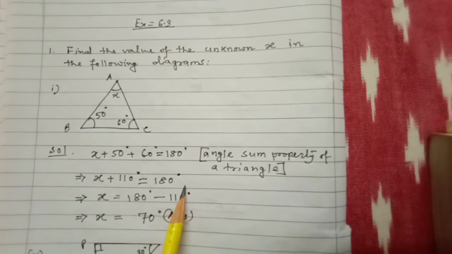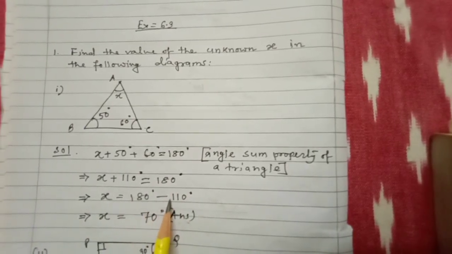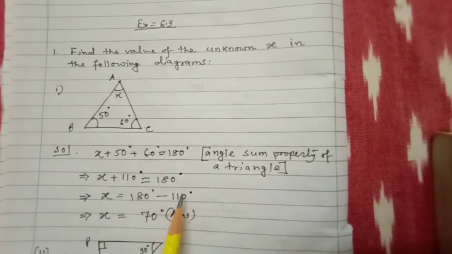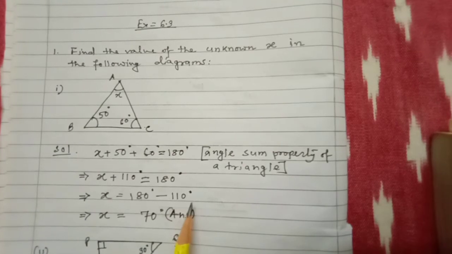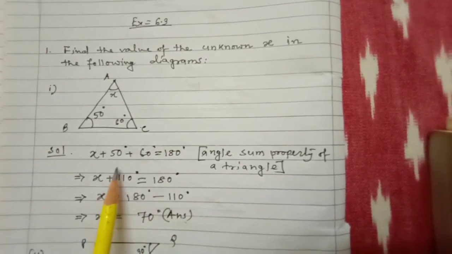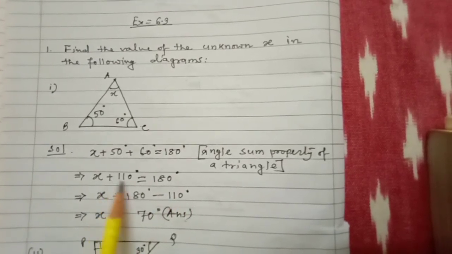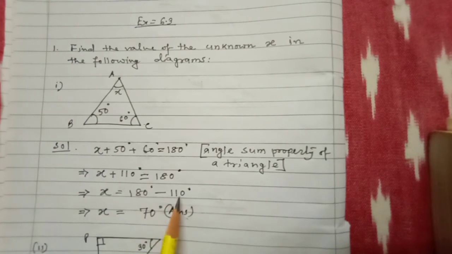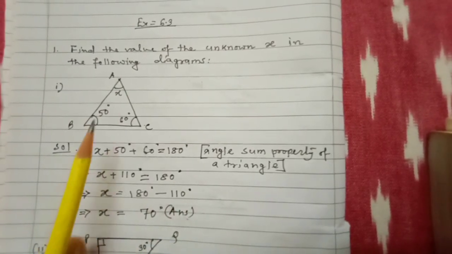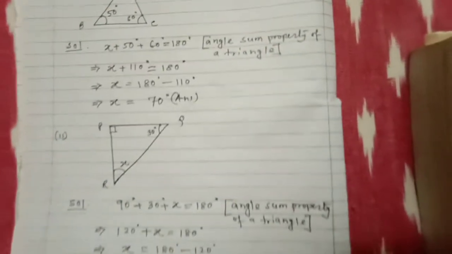Transposing 110 to the right side, x is equal to 180 minus 110. Some students have done 110 minus 180. Is it correct? No. 180 is on the right side already, and you are transposing 110 to the right side, so only its sign will be changed. So 180 minus 110, x is equal to 70 degrees. Understood? The value of the unknown angle is 70 degrees. Next question.